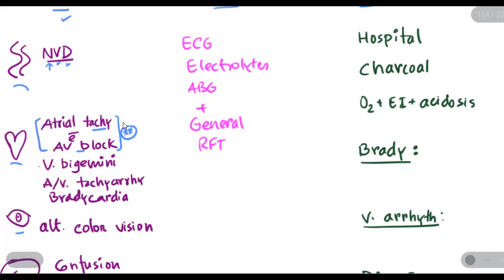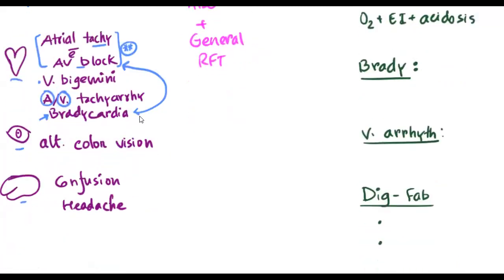Additionally, you will also get ventricular bigeminy. Some patients will have atrial tachyarrhythmias, and some will have ventricular tachyarrhythmias. Digoxin is a potent stimulant of the vagus nerve, and that can lead to a significant bradycardia along with AV block. So bradycardia and AV block are common in patients with digoxin toxicity. The patient can also report yellowish vision or altered color vision. Some patients will have headache and some will have confusion.